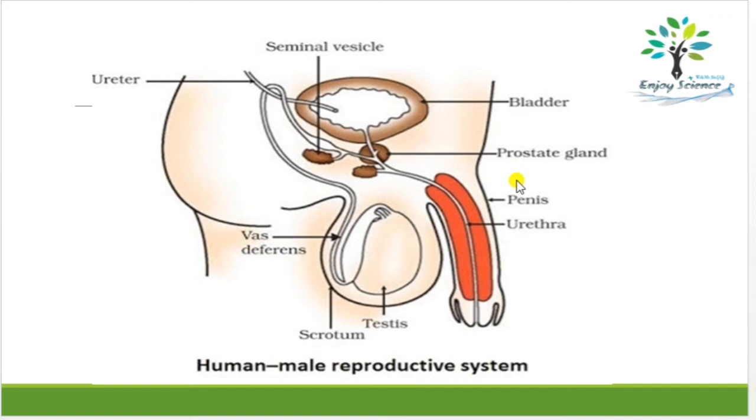The penis passes the sperm from the man's body into the vagina in the woman's body during mating or copulation for the purpose of reproduction. One thing you have to note here is that there is only one opening for the urine and sperms to pass out of the body, that is the urethra. The tip of the urethra is called the urethral opening or urethral meatus. So this is about the male reproductive system.